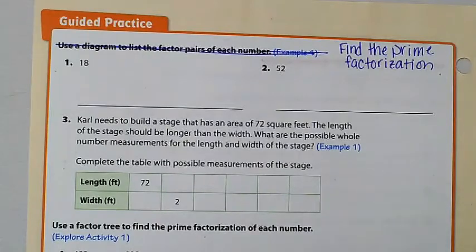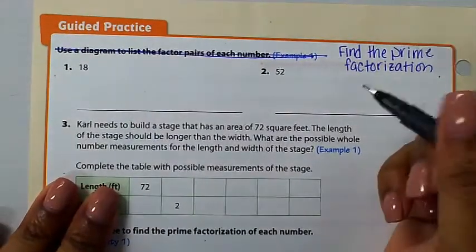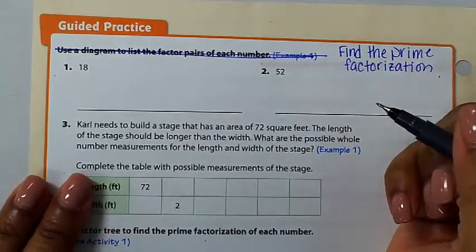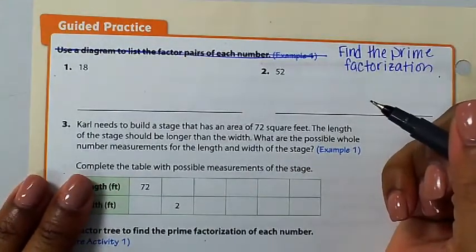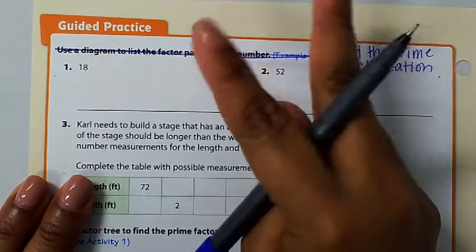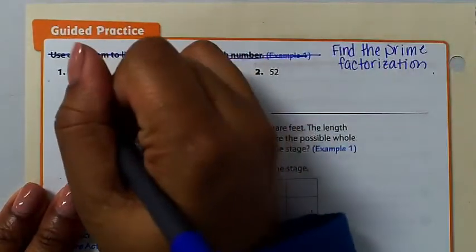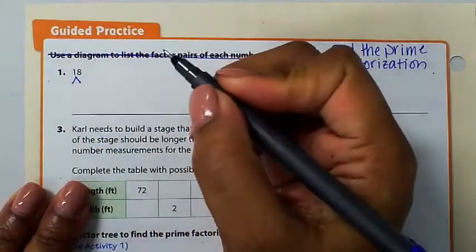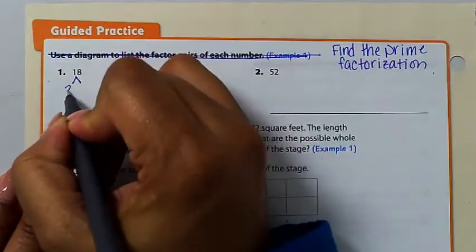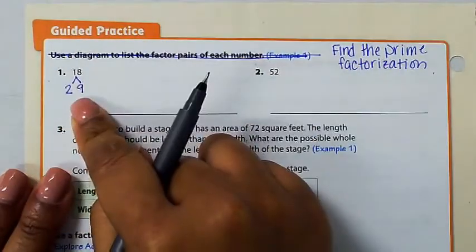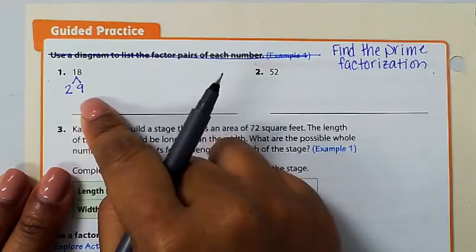So remember, prime factorization is taking a composite number and breaking it down till you have nothing but prime factors. And remember, factors are those two numbers that you multiply together to get to a certain number. So 18, factors of 18, let's just say 2 and 9. Okay, now I want prime factors.